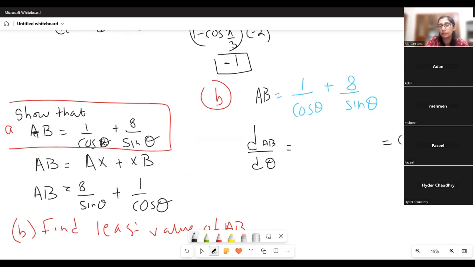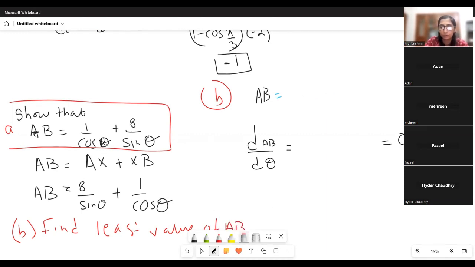And whatever is the result, equate it to 0, because at the minimum point the derivative is 0, or at the maximum point the derivative is 0. A maximum point in a graph looks like this. At this point, derivative is 0. And a minimum point looks like this. Here also derivative is 0. So we have to find the derivative of 1 over cos theta plus 8 over sine theta.